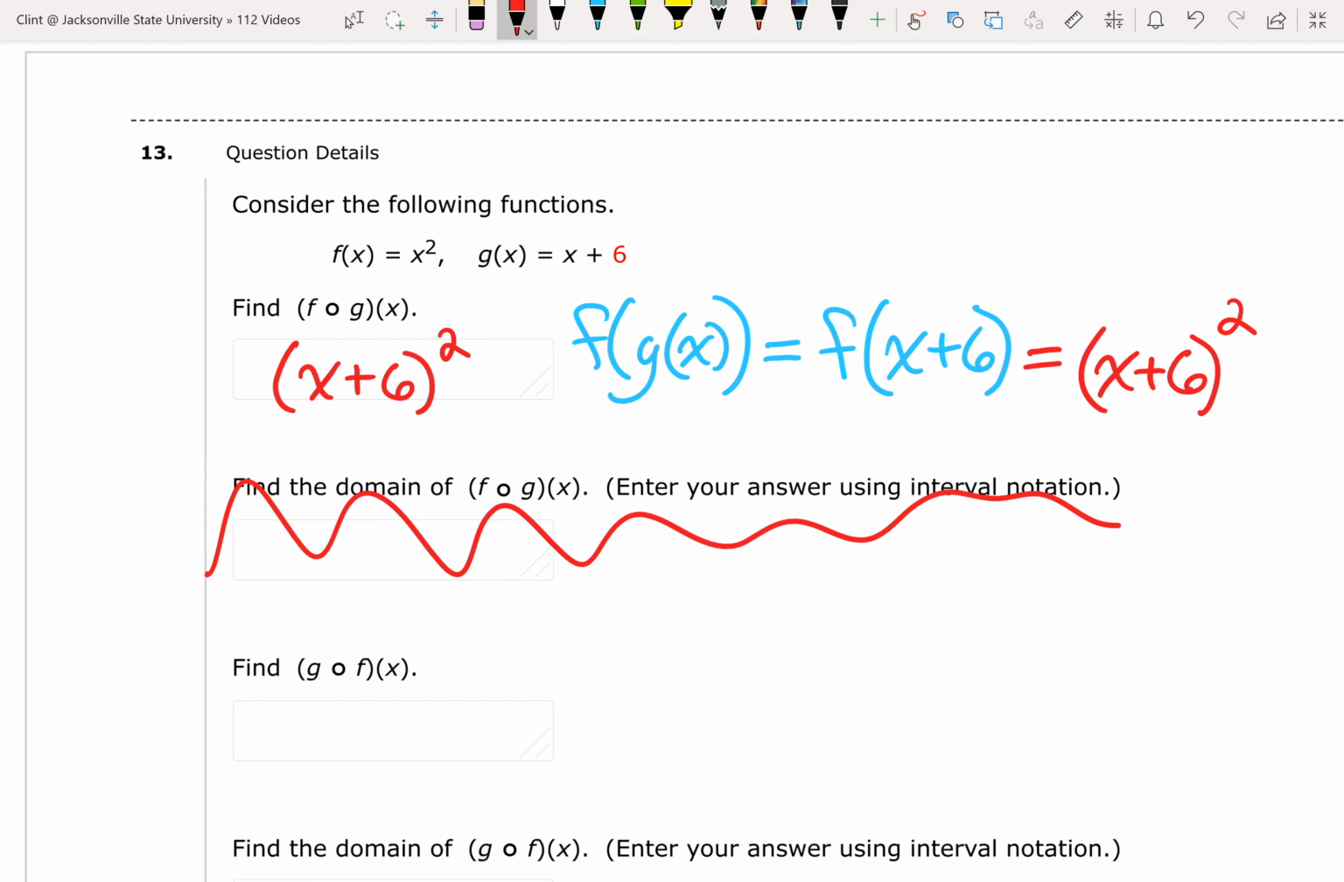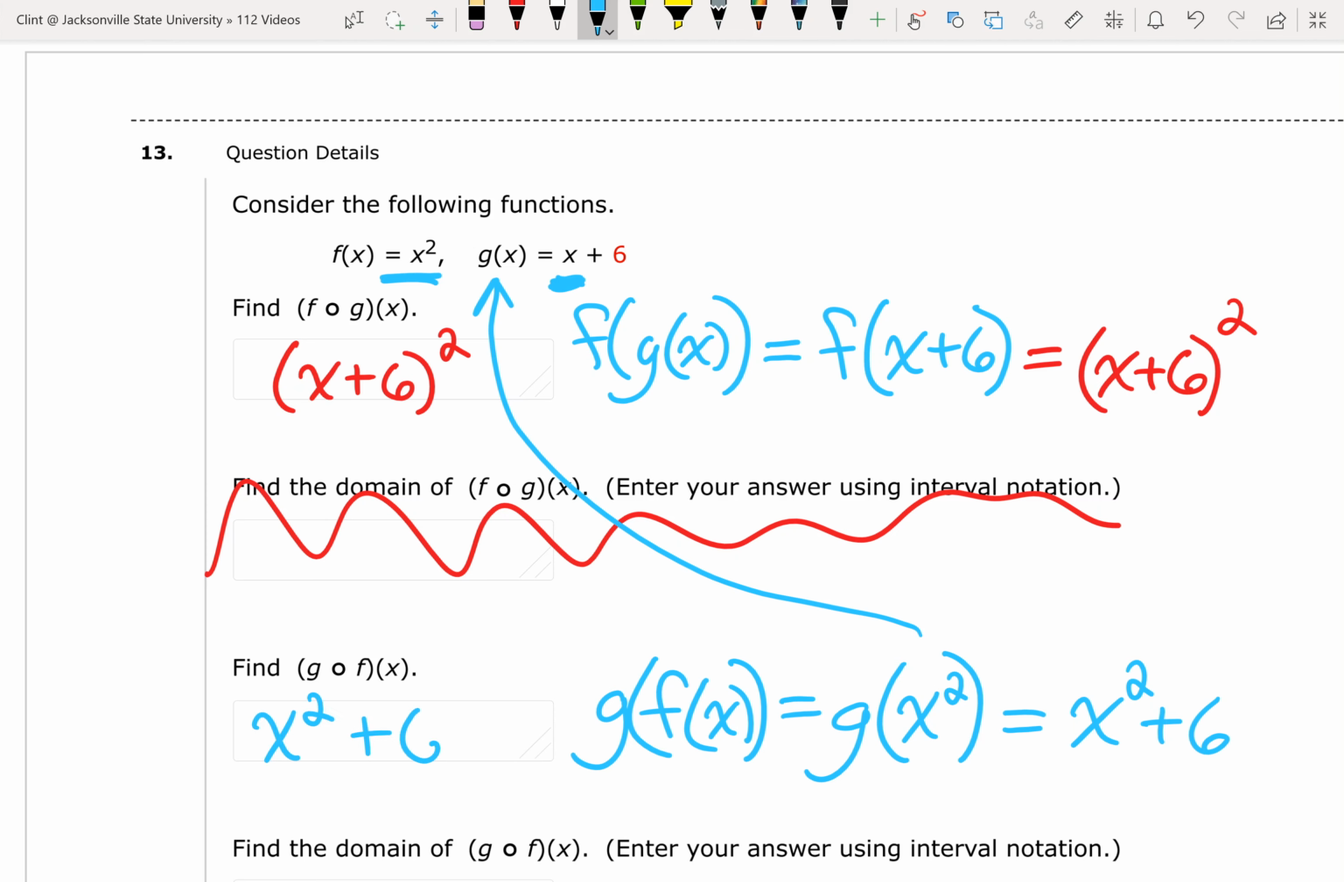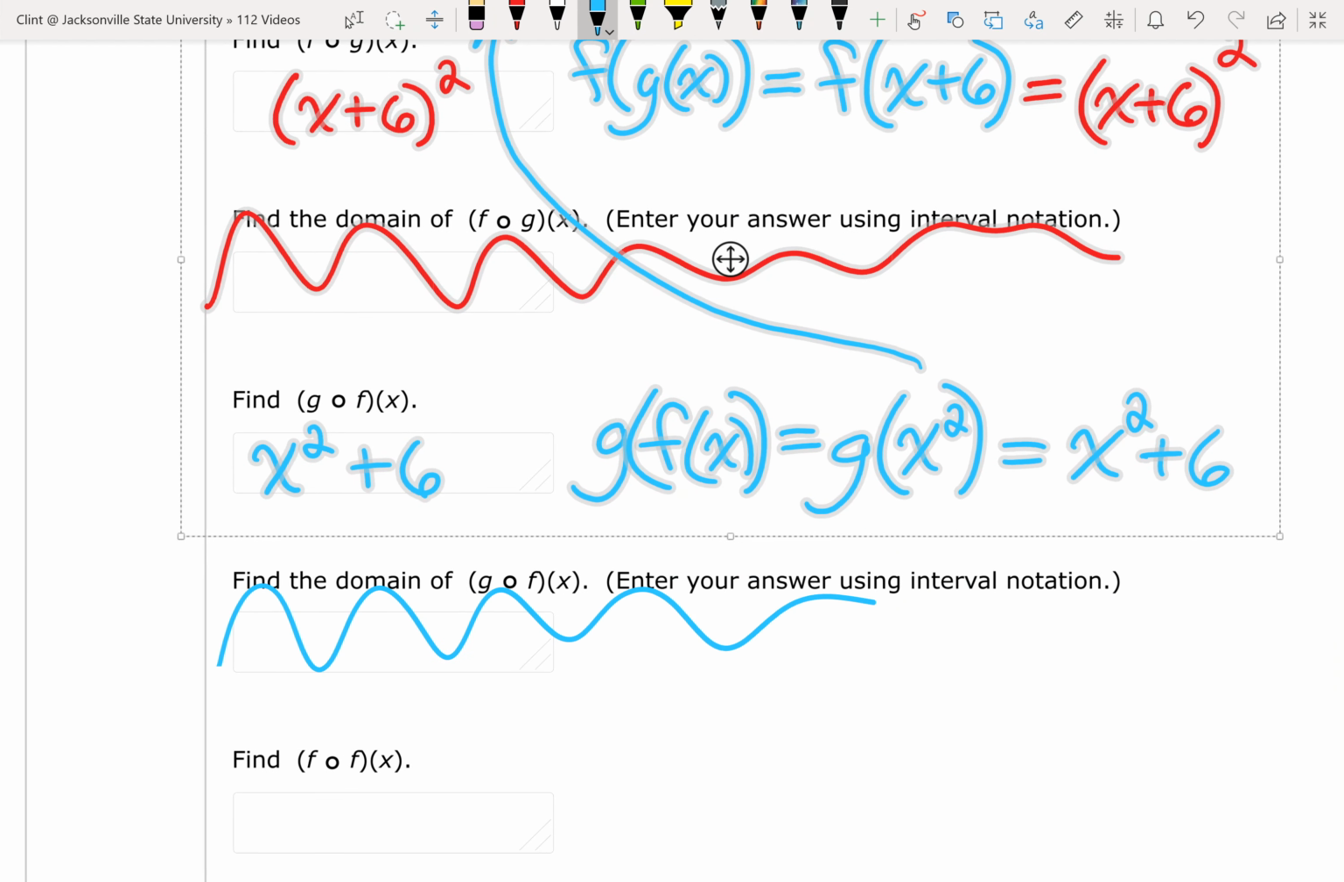Okay. What about if we're doing g of f of x? So g composed with f of x. Do blue again. That means f is going to be on the inside. f is the closest to the x. So f of x is x squared. So we want g of x squared. And we're going to plug that in here. So instead of x, we're going to have x squared. So x squared plus 6. So there's our answer, x squared plus 6. And again, don't worry about the domain on these.